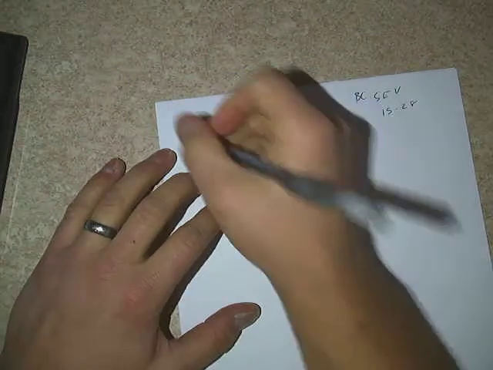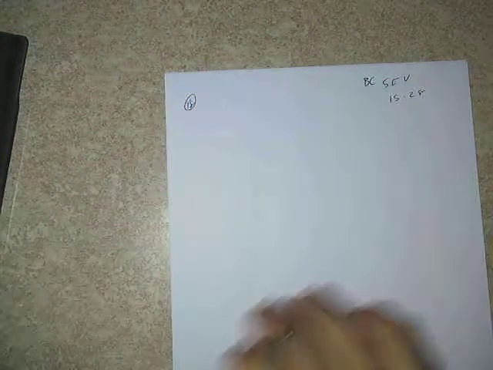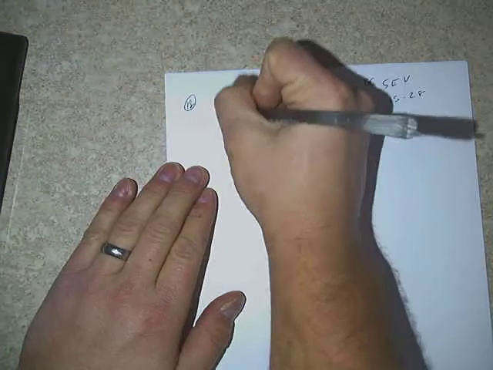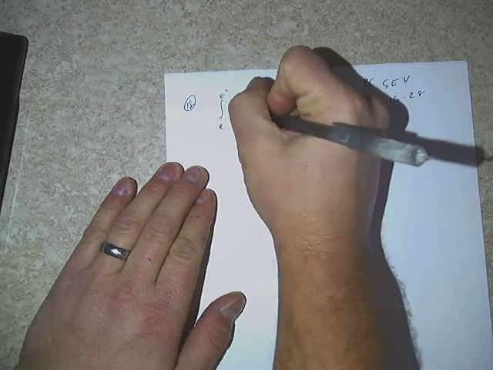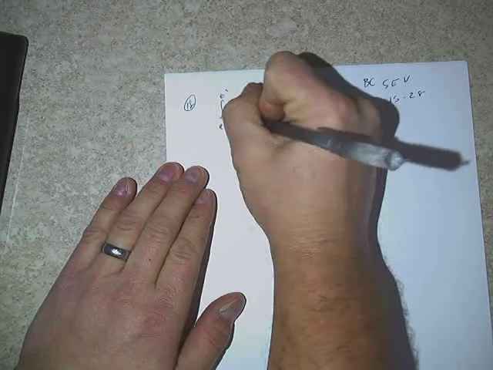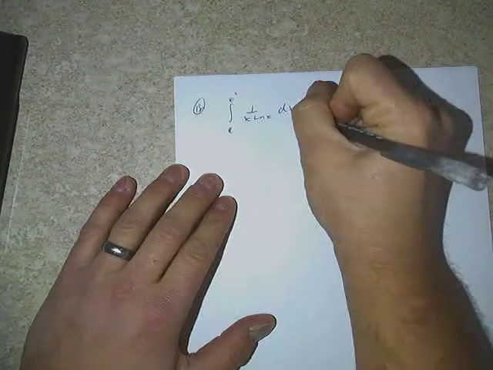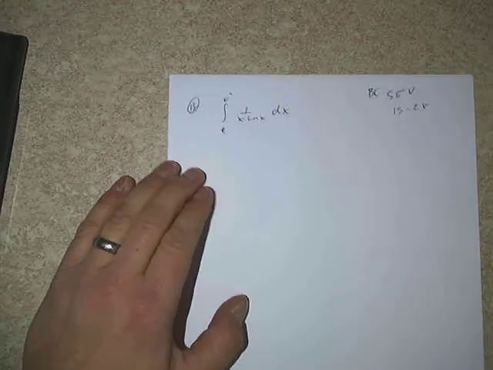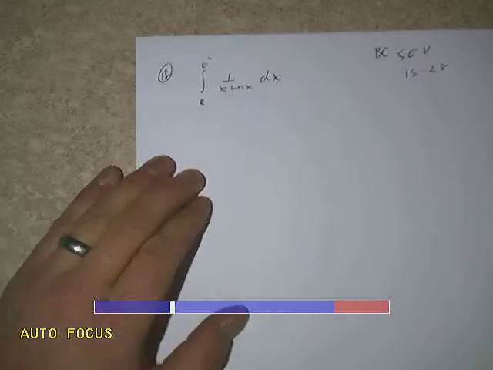Sample exam 5, number 18. We have an integral from e to e squared of 1 over x ln x dx. So ultimately our issue here is solving this definite integral.